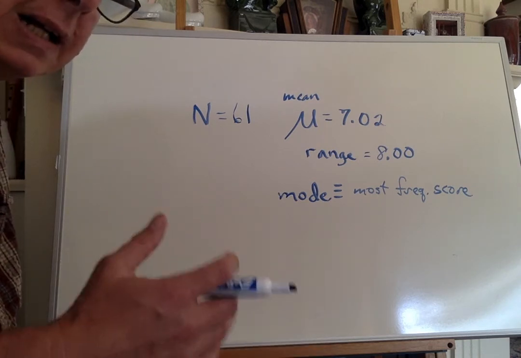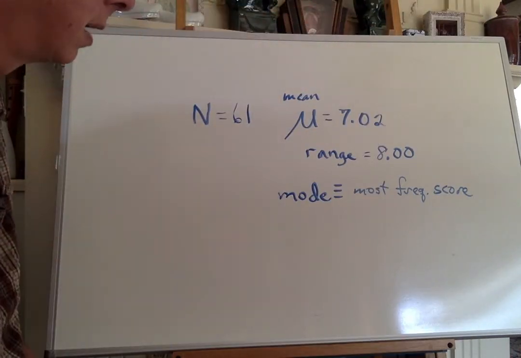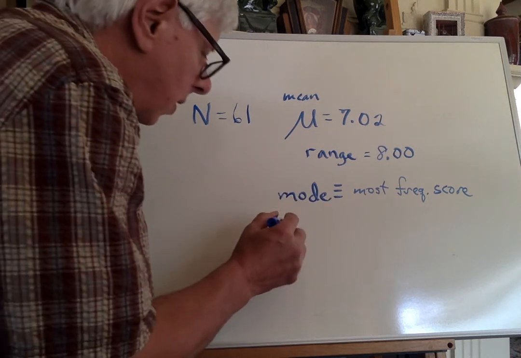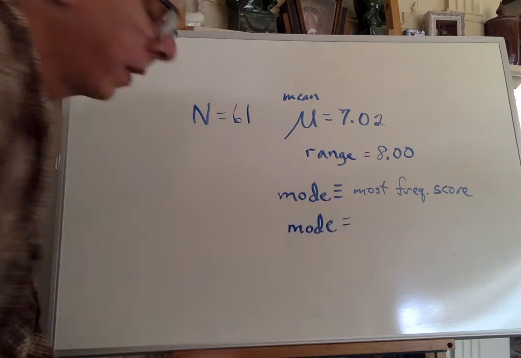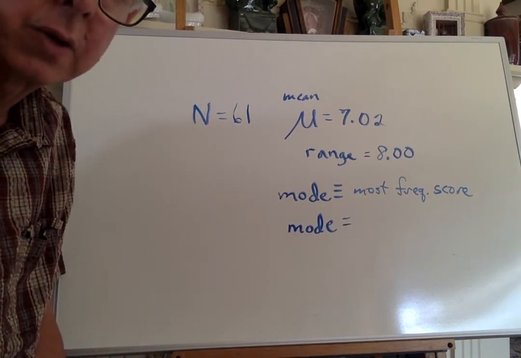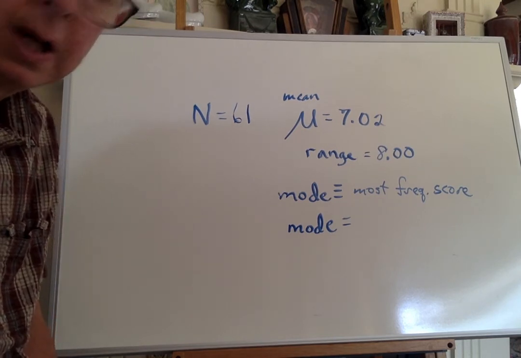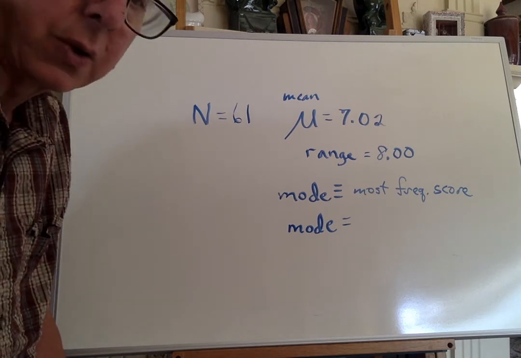Mode, like pie a la mode, right? You put the ice cream on top. That's the most frequent score that we see in a data set. So let's take a look at our data. And what is our mode equal to in this data set? What is our mode equal to? Okay, let's take a look. What's the most frequent score?